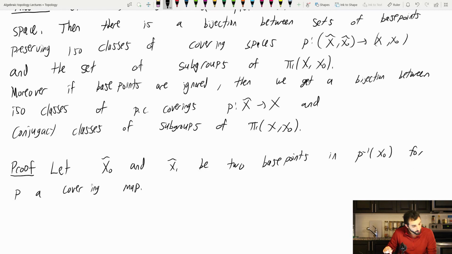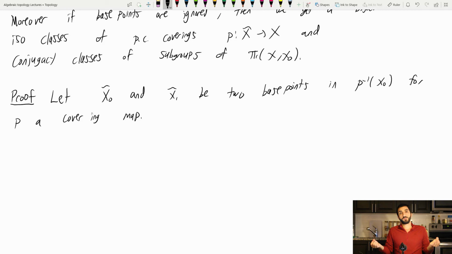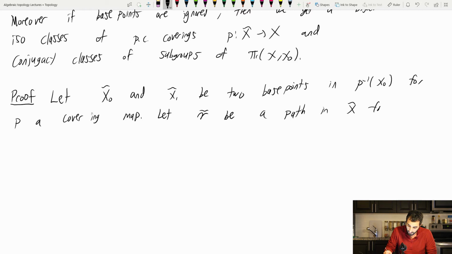Now, how did we change base points before? We looked at these change of base point homomorphisms that came from paths. And we're going to do the same thing here. So let gamma twiddle be a path in X twiddle from X0 twiddle to X1 twiddle.